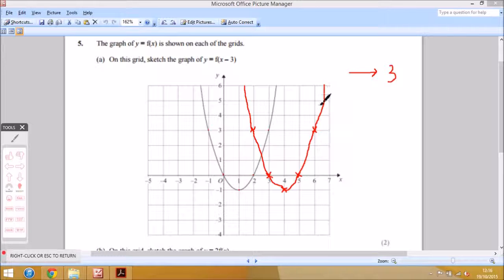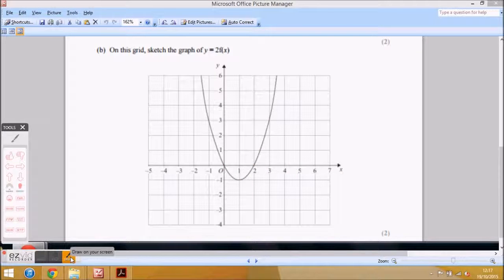Okay, so that is the answer to the first part. Just remember that if it's inside the brackets, it's only affecting the x coordinates. The y coordinates don't change. There's no shift up or down, the only shift happens left or right. And you do the opposite. So if you've got a minus 3 here, you move to the right by 3 places. Okay, so let's now have a look at part B. This is part B.